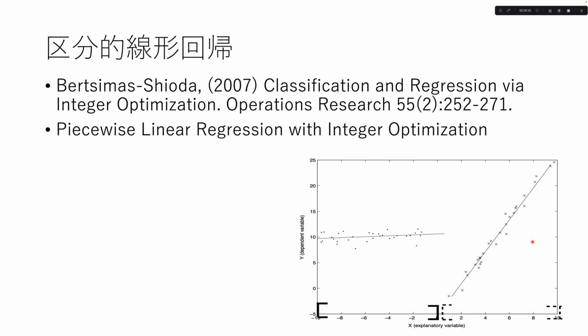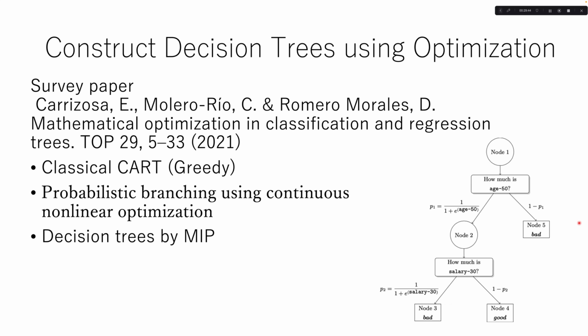The figure in the lower right corner illustrates a regression analysis performed on discontinuous data using piecewise linear functions, which can be obtained through integer optimization. Decision trees, a classical model in machine learning, are constructed using optimization. While classical CART uses a greedy approach, other optimization methods can build better decision trees. The figure in the lower right corner shows a method of probabilistic branching using continuous nonlinear optimization.